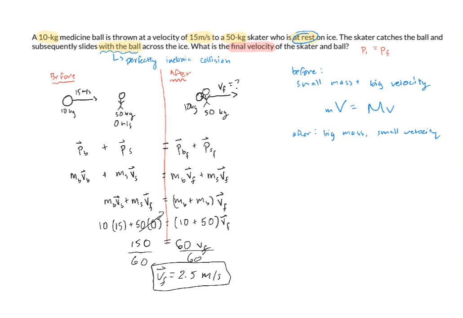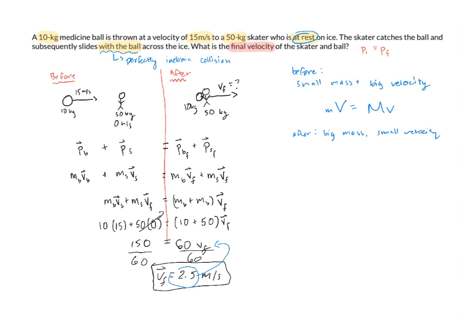You can also always go back and check just to make sure that your answer works by plugging that 2.5 meters per second back into your equation and making sure that it's equal to 150. I'm going to let you do that on your own if you would like, but as of this point, you should have everything you need to solve problems.